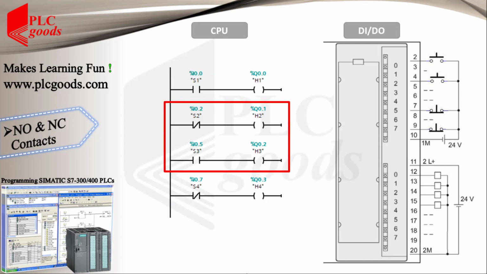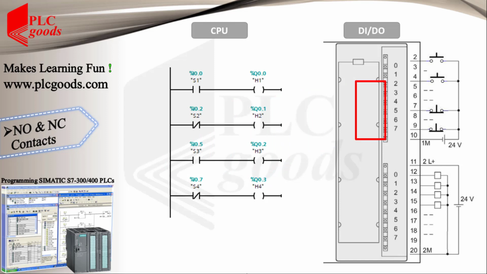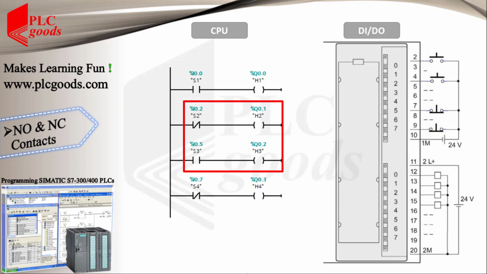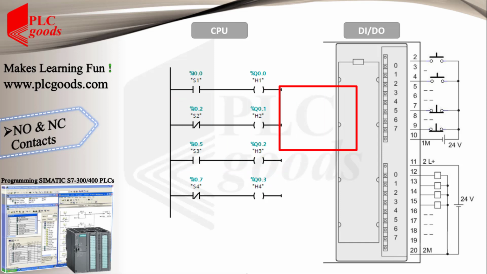Similarly, the performances of the middle lines are the same. In normal conditions, these two outputs are on. When I press these two push buttons, the CPU turns off these two digital outputs. Note that these two lines of my program are different, but their overall performances are the same because of using a different type of push buttons.